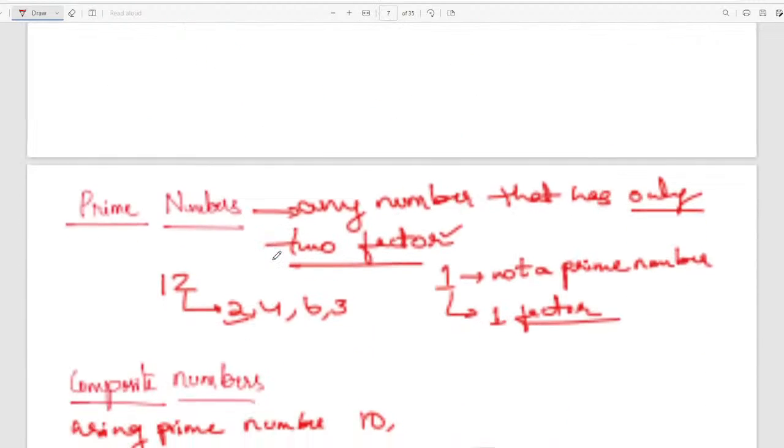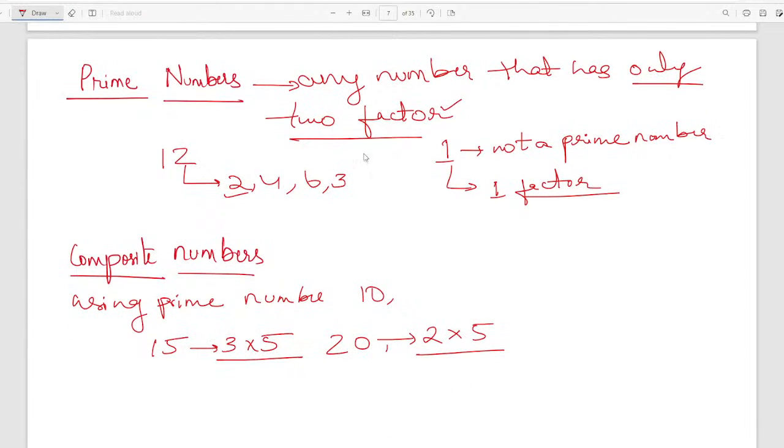And then what we have seen is prime numbers. Prime numbers are any numbers that have only two factors. What are those two factors? 1 and the number itself. These are the two numbers, 1 and the number itself.